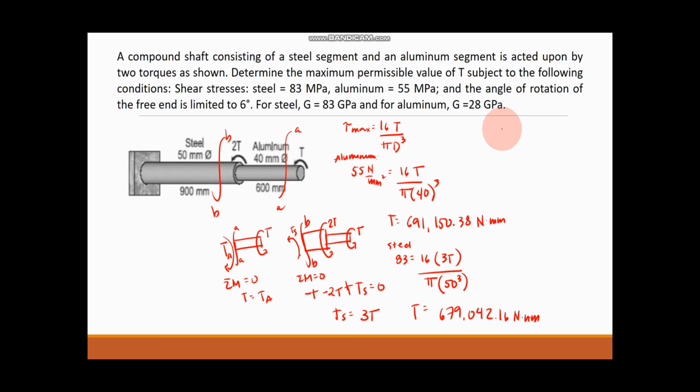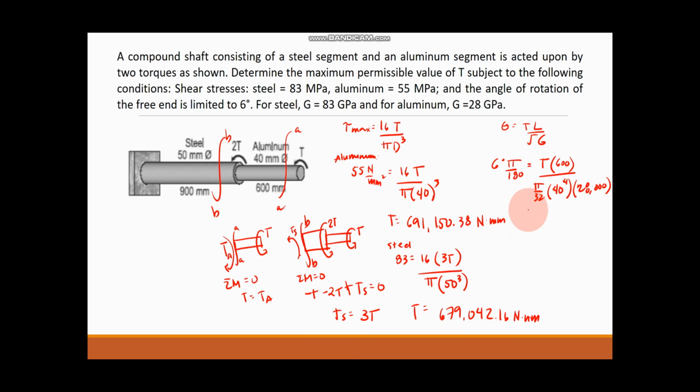And also, an angle of twist is given, which is equal to 6 degrees as the angle of rotation. So, di ba yung angle of twist natin is equal to TL all over JG. So, 6 degrees multiplied by pi all over 180. So, convert sa rad. And then T multiplied by the length. Yung length natin is 600 for the aluminum. And then pi all over 32. The diameter is 40 raised to 4. And then the shear modulus is 28,000.